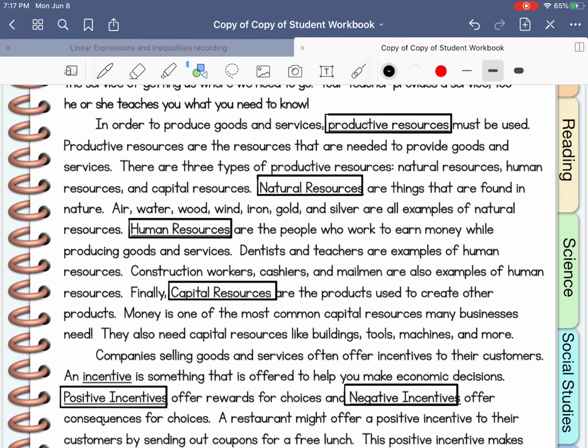Human resources are the people who work to earn money while producing goods and services. Dentists and teachers are examples of human resources. Construction workers, cashiers, and mailmen are also examples of human resources. Finally, capital resources are the products used to create other products. Money is one of the most common capital resources many businesses need. They also need capital resources like buildings, tools, machines, and more.